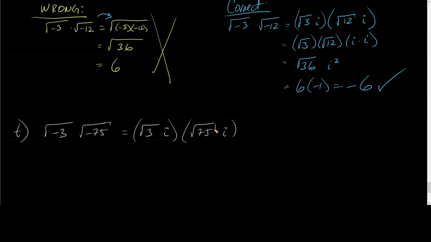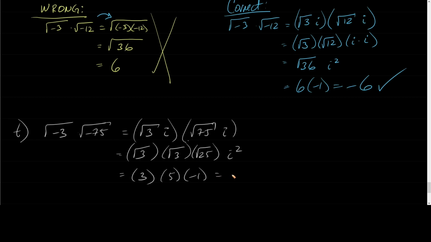And that's going to give me, well, 75. Let's rewrite that. Square root of 75 would be just, well, that's 3 times 25, right? 75 is 3 times 25. So you can think of square root of 3 times the square root of 25. And then i times i is i squared. So what we really have here, square root of 3 times the square root of 3 is just 3. Square root of 25 is just 5. i squared is just negative 1. So we end up with negative 15.